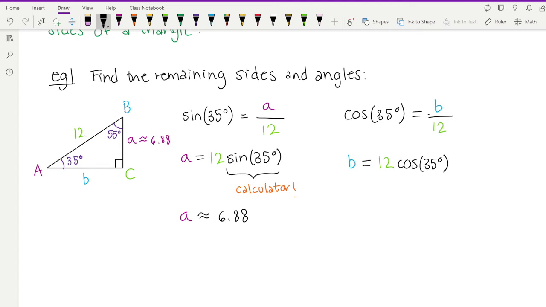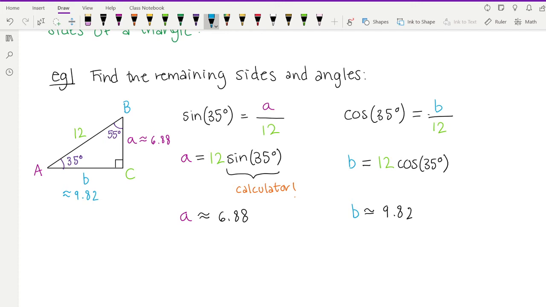And once again, you want to type that into a calculator. So if you type 12 times cosine of 35 degrees into your calculator, you should find that it is approximately 9.82. And one thing that's kind of nice to do on these problems is remember that rule about how the biggest side should be across from the biggest angle. That's kind of a nice way to just double check that you didn't make any careless errors.